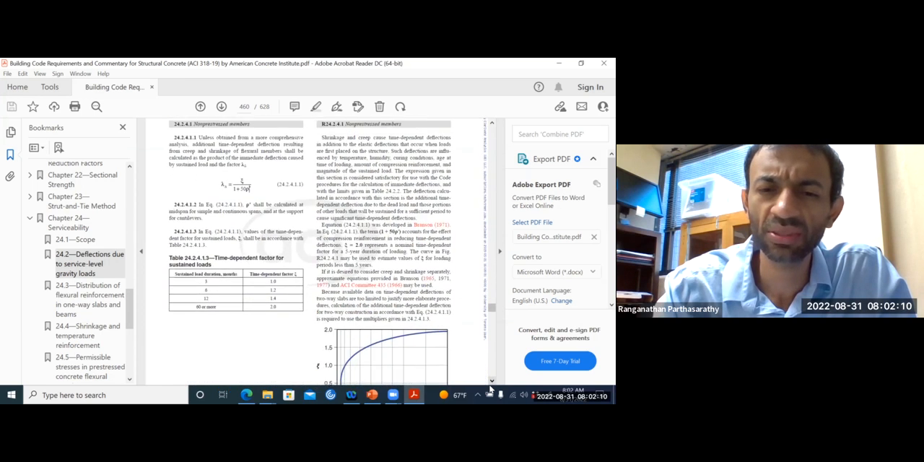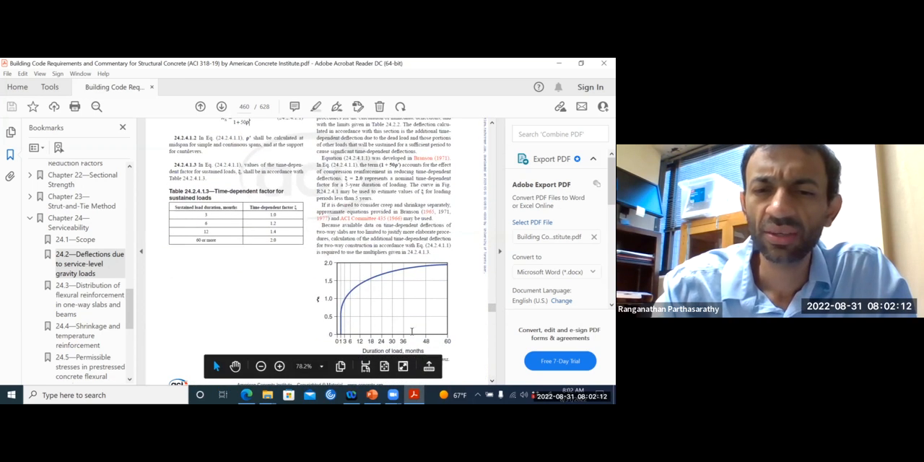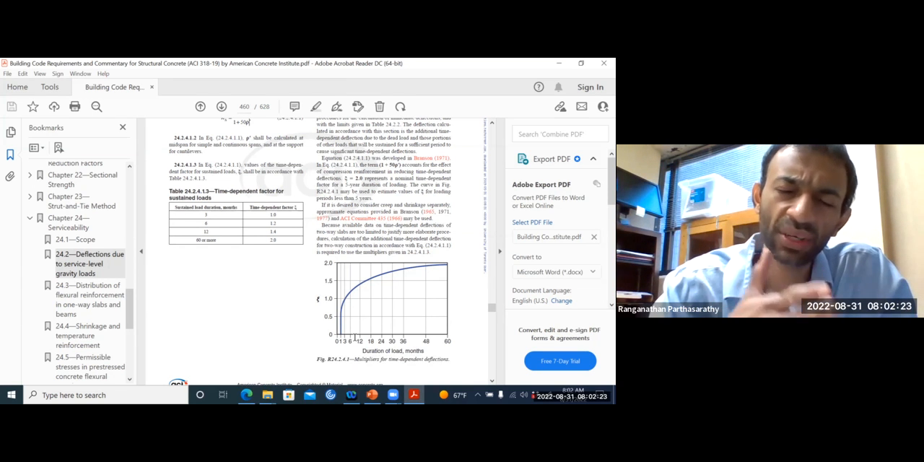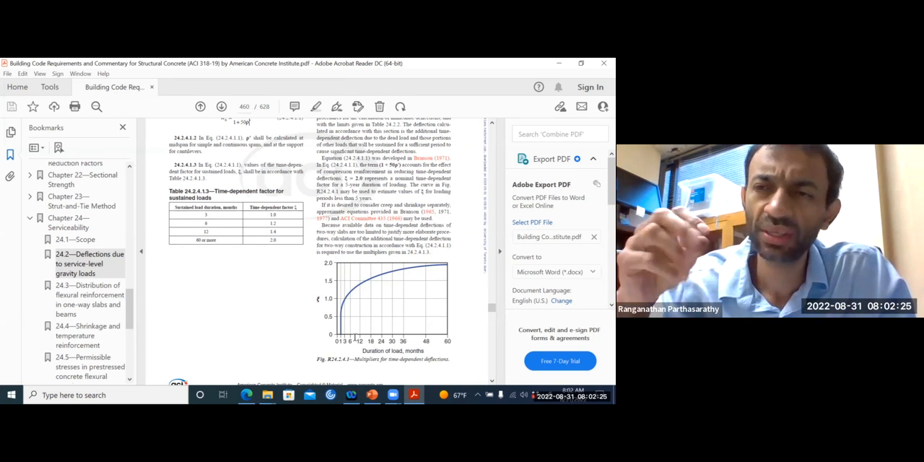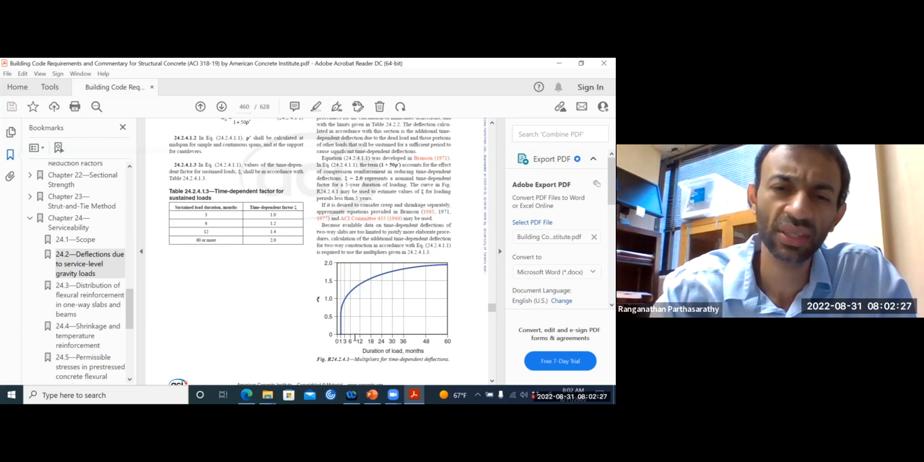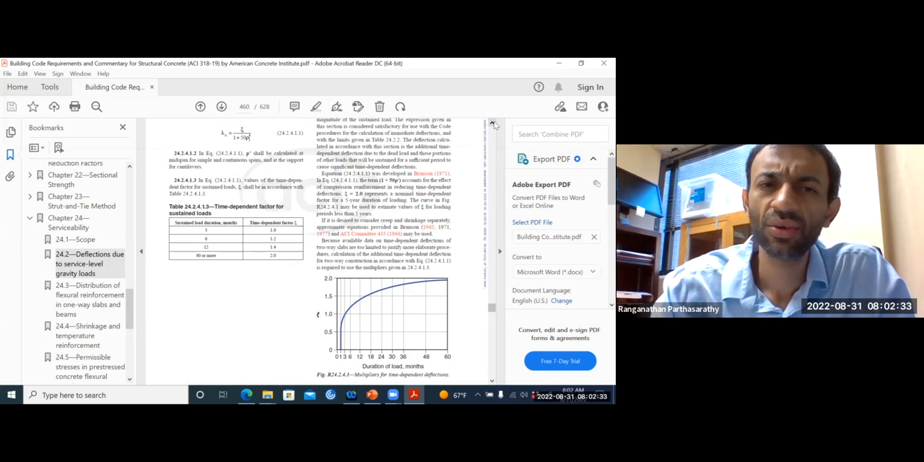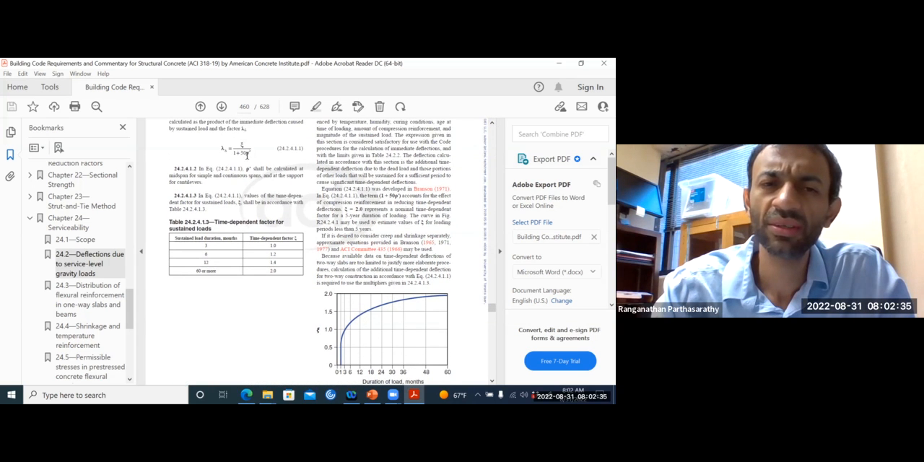Psi depends on how much time has passed, okay? You will check how many months have passed from the point where the structure was loaded to the time period that you are checking. So you can just look up from here, that is psi. And then the rho prime, you have in the denominator the reinforcement ratio for compression steel.